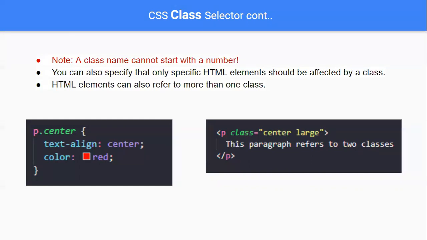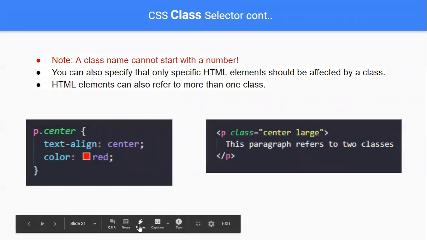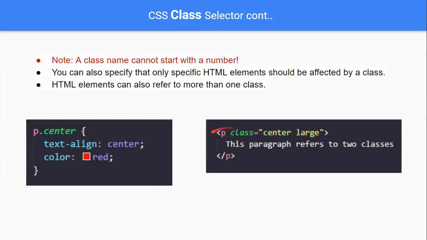So you can also specify that only specific HTML elements can be affected by a class. HTML elements can also refer to more than one class. So here we are saying that I'm going to select all paragraphs that have a center class applied. This is really the power of the selectors. If you ever learn jQuery, this is why it's so good. It basically does the same kind of thing.